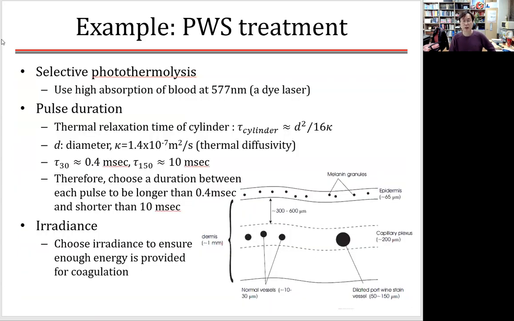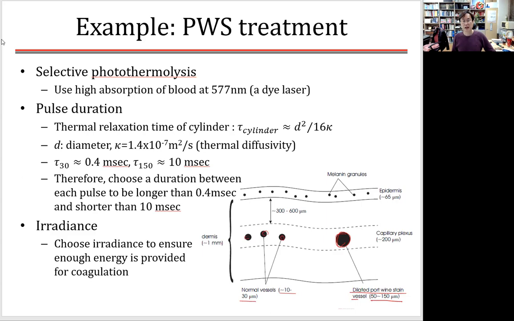One way to treat this port-wine stain is called photothermolysis. That is because the microvessels on the face normally have a smaller diameter, but port-wine stain tissue has enlarged capillaries. Dilated port-wine stain vessels are in the range of 50 to 150 micrometers, which is supposed to be between 10 and 30 micrometers. So these enlarged, dilated blood vessels are shown on the surface of the skin.